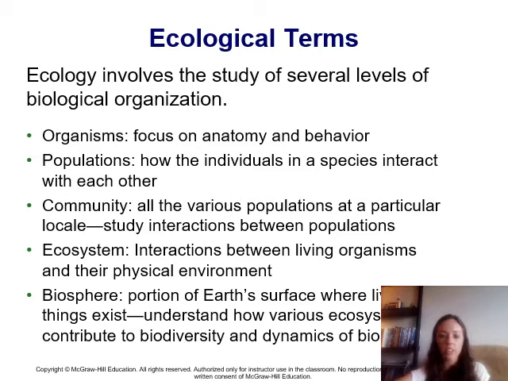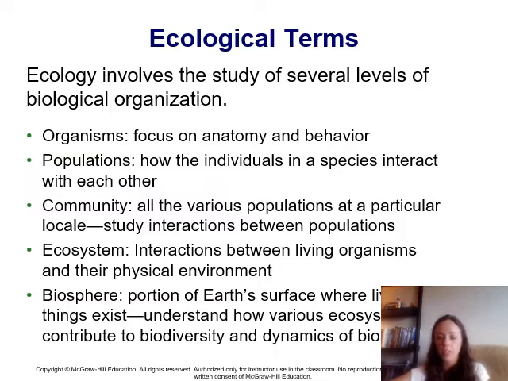A community is all the various populations at a particular location. So within Fort Wayne, Indiana, the population of the white-tailed deer is going to interact with the population of the skunks, that are going to interact with the population of caterpillars, that'll interact with the population of the red maples that it might create its cocoon on, and so on and so forth. The ecosystem is going to be the interaction between the living organisms and their physical environment.